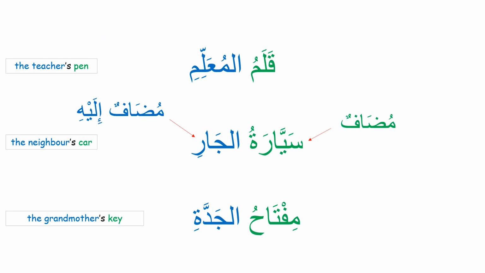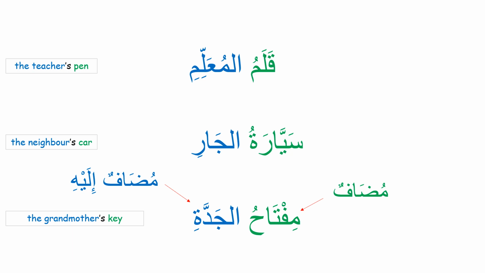What about the second one? سيارة is our مضاف and الجاري is our مضاف إليه. What about the last one? مفتاح مضاف، الجدة مضاف إليه. As simple as it gets.